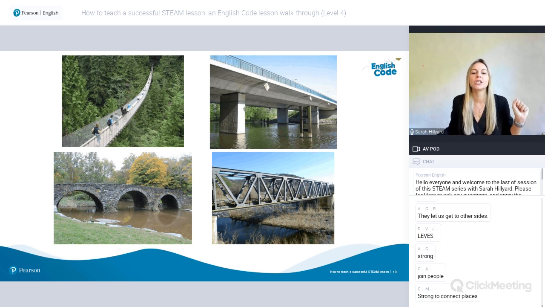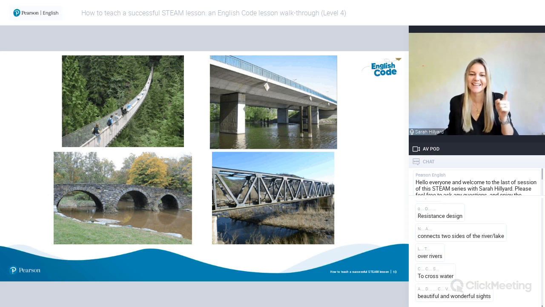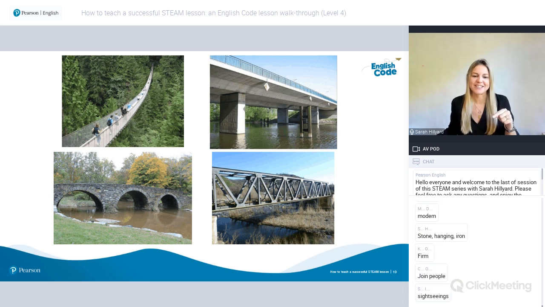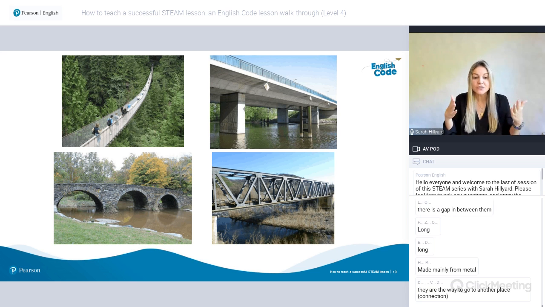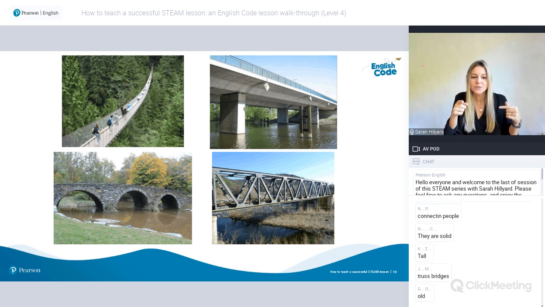Lovely words. Okay, you're of course teachers right now. You're not grade four English language learners right now. I don't expect my grade four language learners to have such sophisticated language to be able to brainstorm about bridges, but never mind. Okay, so some of them open and close. What are they used for? Okay, they're mainly created with material. They're solid. Truss bridge.